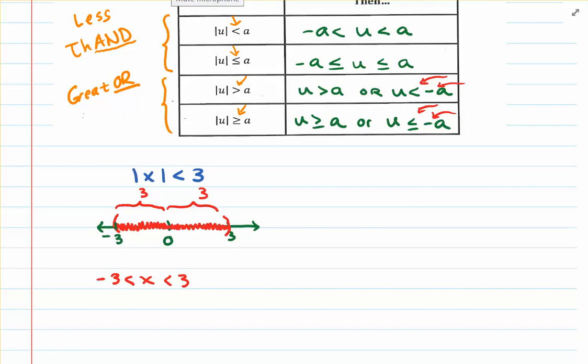Hey everybody, it's Mr. C, and I'd like to illustrate why the absolute value inequality involving the greater-than symbol splits up into the OR compound inequality. And I'm going to make reference to an absolute value inequality I solved in a previous video, where it was the absolute value of x is less than 3.